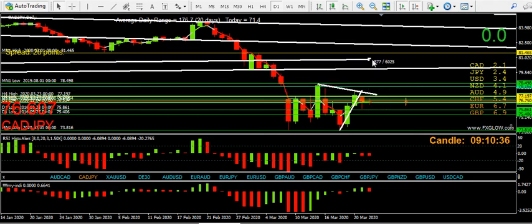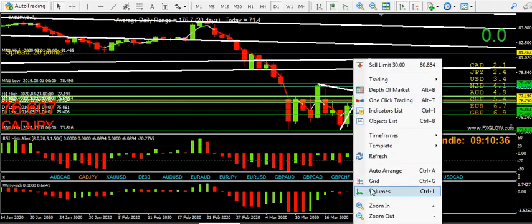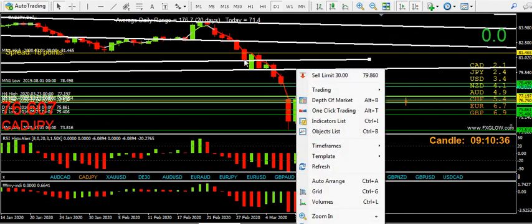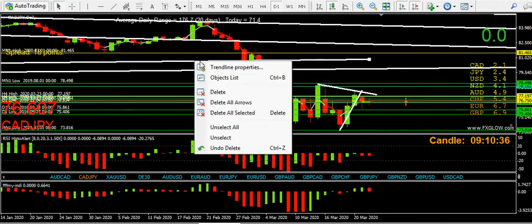We can get rid of this thing now. I was just showing you what we were doing on that. I do that on the higher time frames. I'll stop messing about.